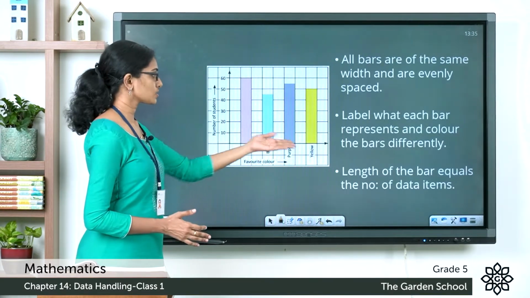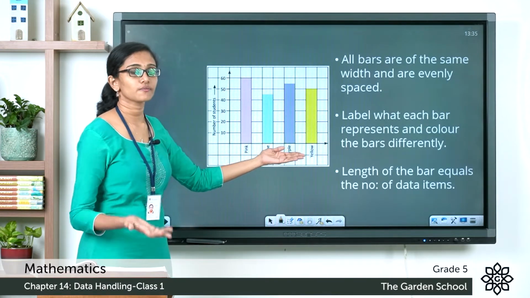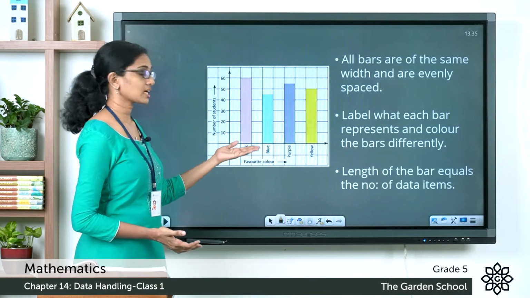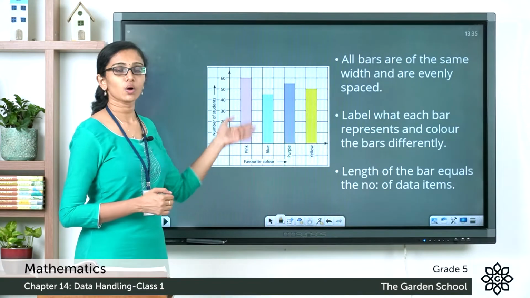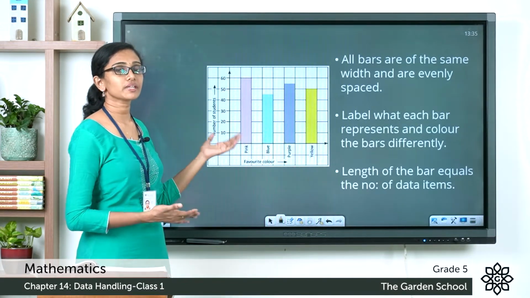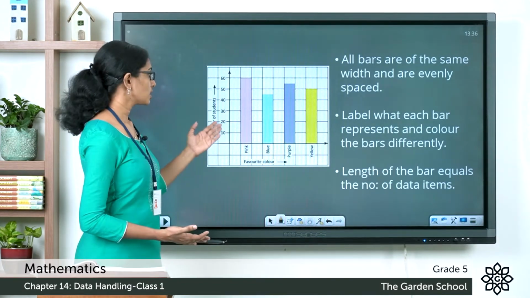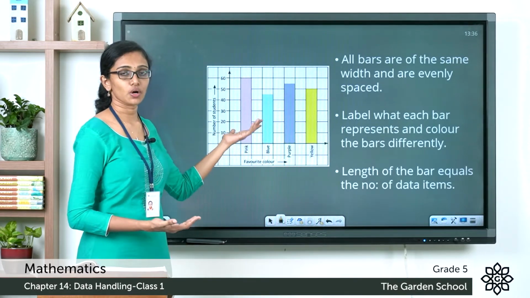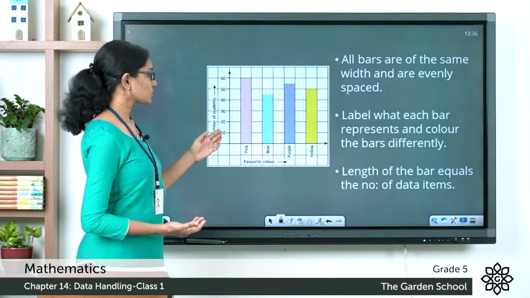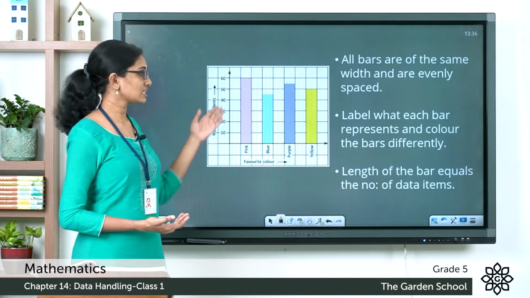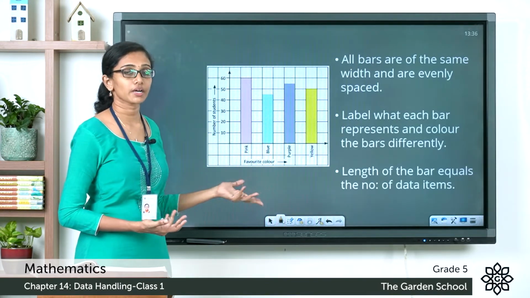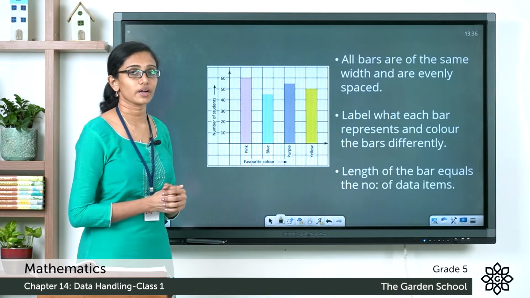On the horizontal line, you can see the category of data items, which is the different colors in this case, and on the vertical line, the number of data items, or the number of students who like the particular color, is shown. You can also see a range of values is given. This range of values that you use in a bar graph is called the scale of the bar graph.